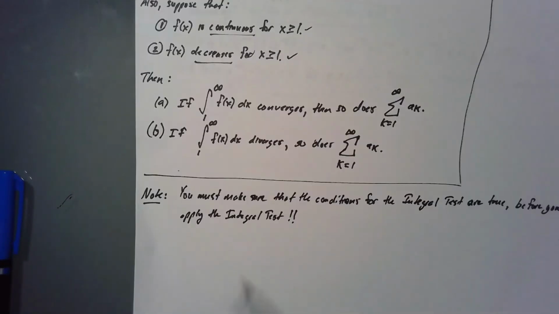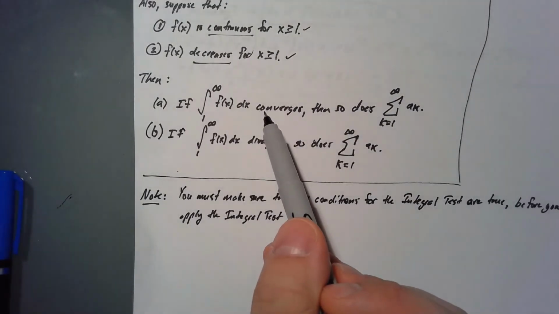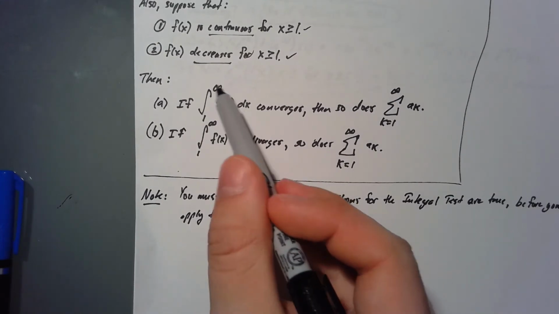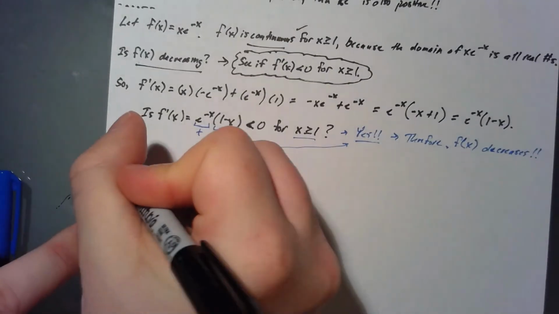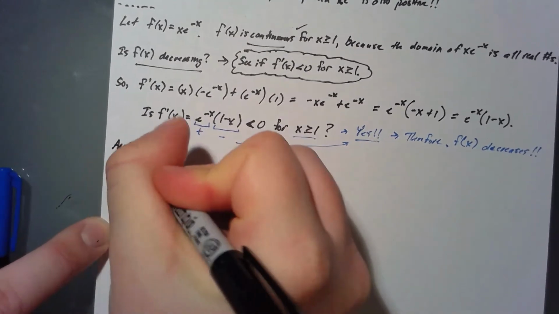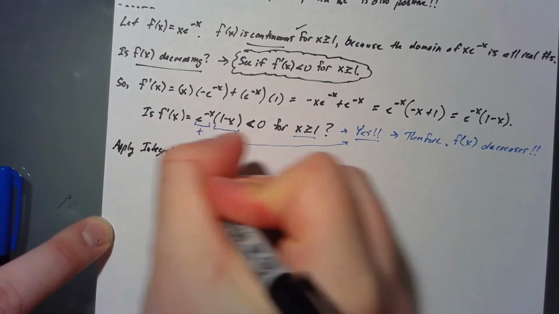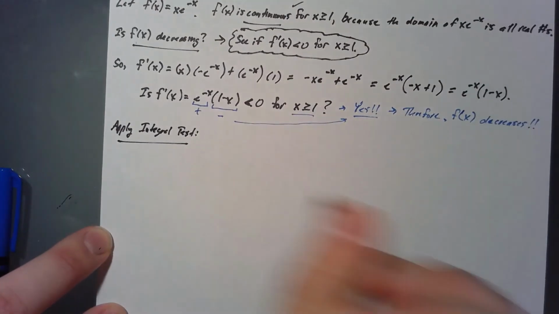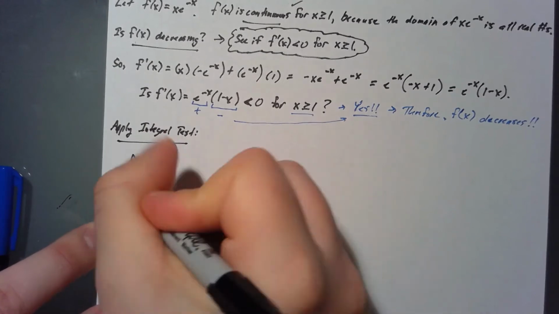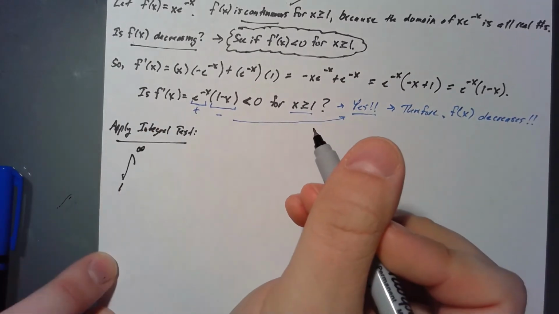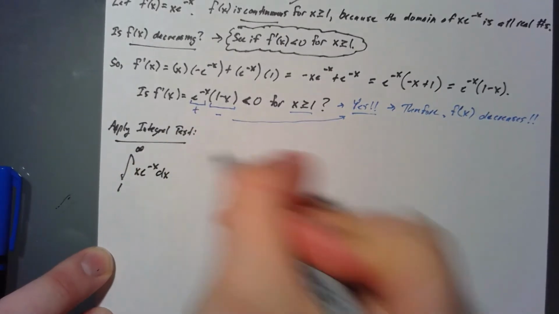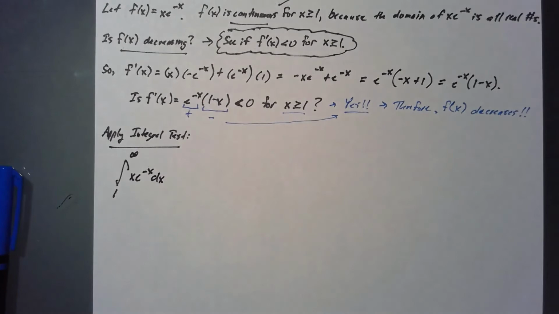So what that means is we could integrate the function and go from there. So I got to integrate this function. So now I could say, apply integral test. Because I can apply the integral test, I could say the integral from 1 to infinity of x times e to the negative x dx. I got to compute that integral.